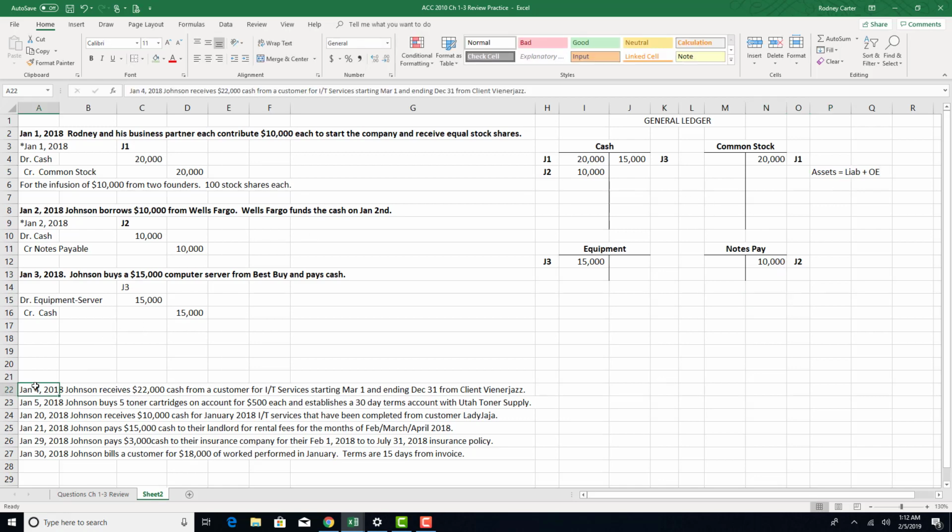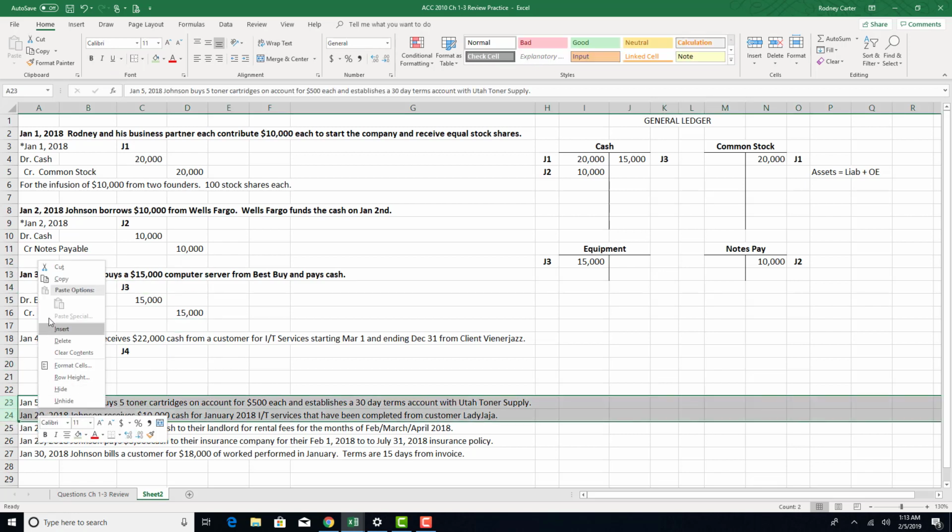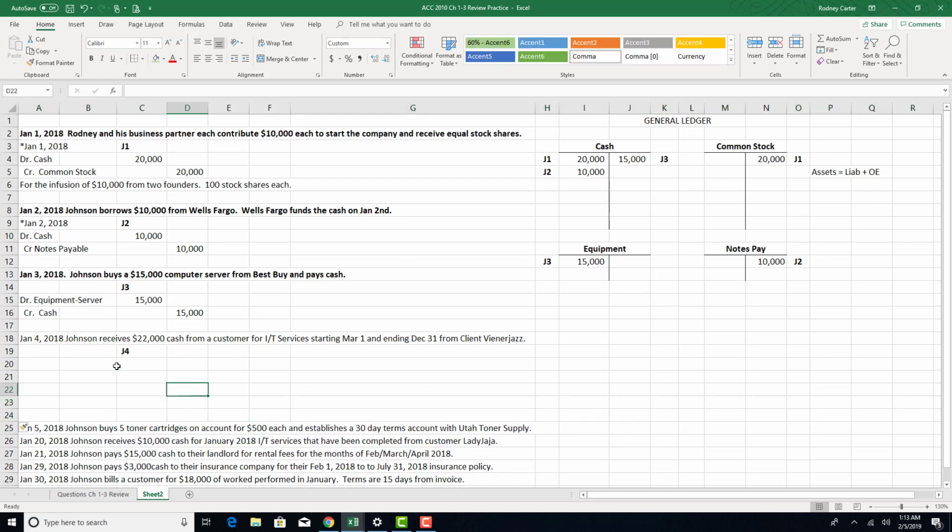Okay, let's keep on keeping on here. I've got journal entry 4. And what do I got here? Johnson receives $22,000 cash from a customer for IT services starting March 1st and ending December 31st for client Wiener Jazz.